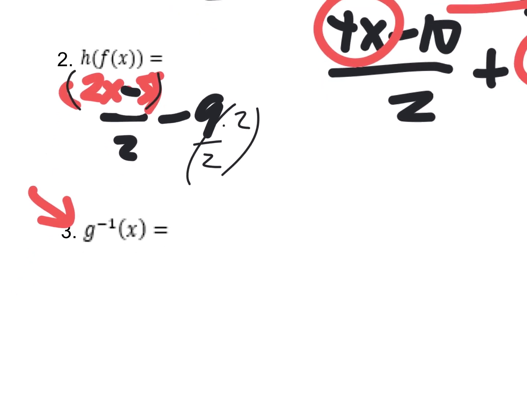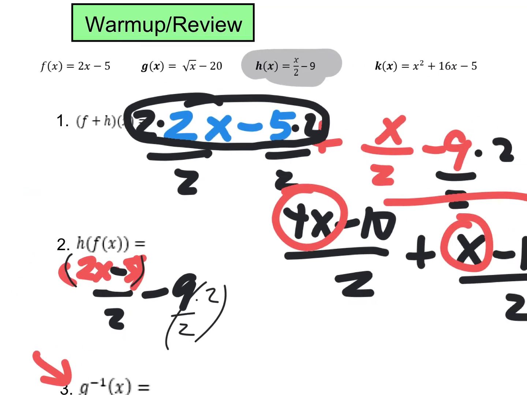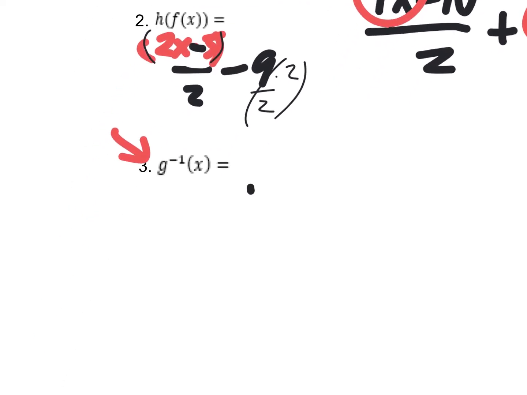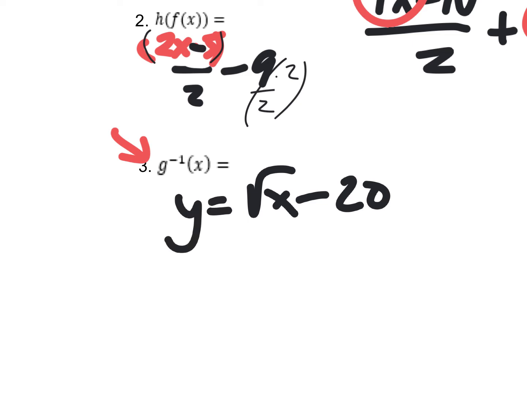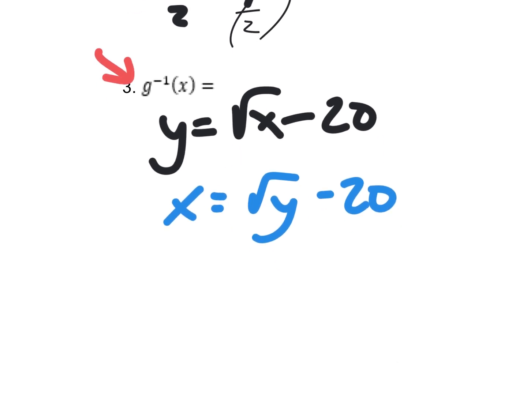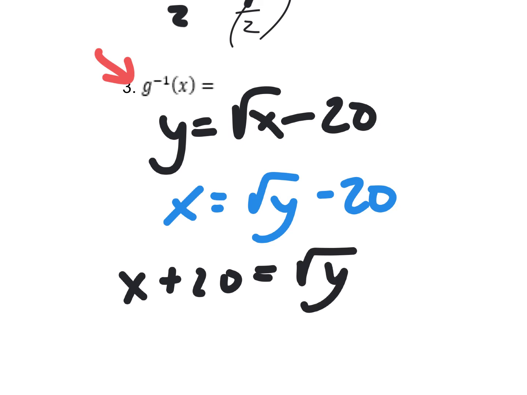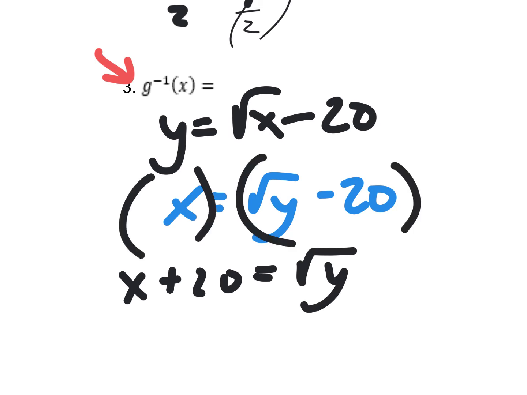Yay, okay. And this one, I take g, which is square root of x minus 20. And then I start with y equals there. Then x equals y. Then we add 20 to both sides. X plus 20 equals square root of y. Now, if you tried to square right here, it could have actually worked. It's just going to be gross to have to square the square root of y minus 20, because you'll have to do the square root of y minus 20 times the square root of y minus 20, which would be an icky FOIL.